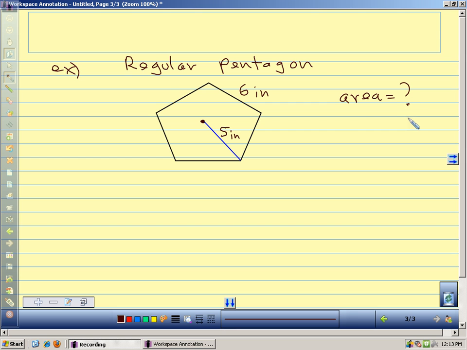So to find our area, we need the apothem and the perimeter. But we don't have the apothem, we have the radius. The radius is 5 inches. Anybody have an idea of how we're going to find the apothem from this? Tim? You could do 6 divided by 2, which is 3, and then multiply that by square root of 3. So that, we'll talk about that one in just a second. With a pentagon, that one won't work because our angles don't work out the right way. We'll talk about when it does work.